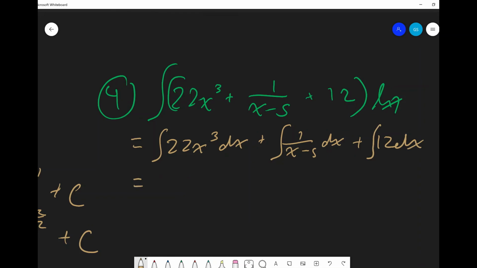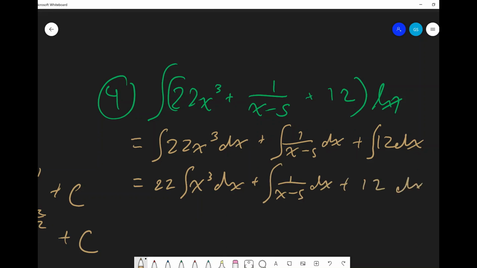Once we do that, then let's factor out any constants we can. So we can take out this 22. And now let's just integrate everything. 22 times, because again, it's plus 1, 3 plus 1, right? We're just adding 1.